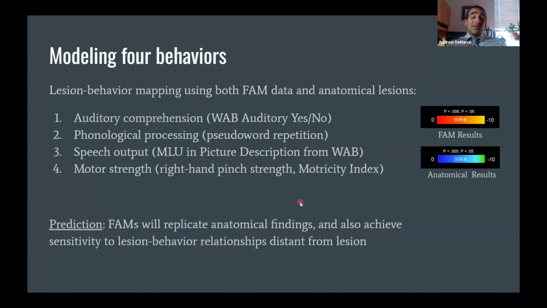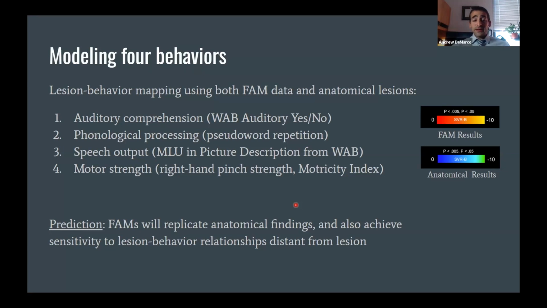And here, basically all you need to know is that we're going to do 4 analyses using classic behaviors, and we're going to do it with anatomical lesion symptom mapping. And then we're going to do the same analyses, but instead of the anatomical tracings, we're going to use the functional anomaly maps derived for those same patients.